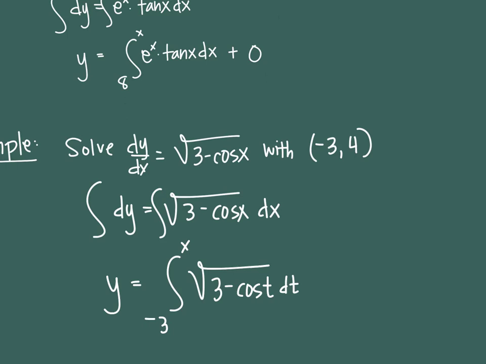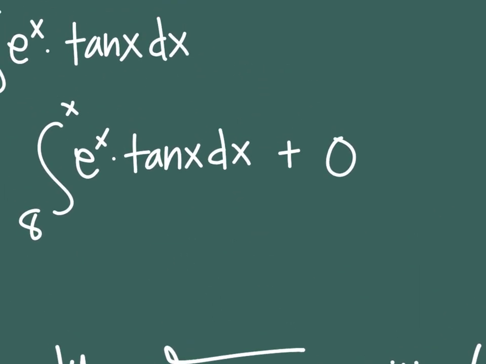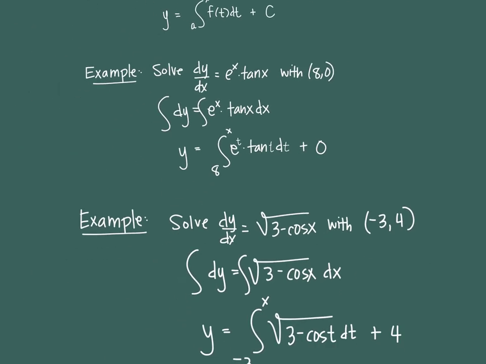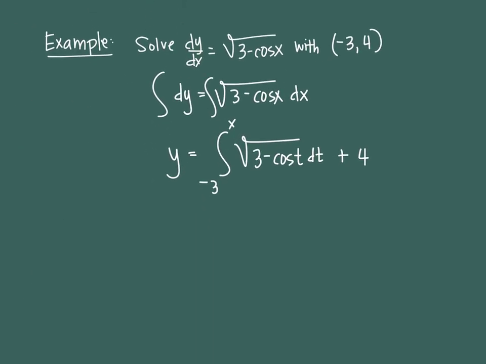But if you're going to use x as your upper bound, which is what they want you to do, change the variable to something else in the expression of the function, and then plus the initial condition of 4. And that's it. That's considered solved because that integral, 3 minus cosine t under a square root, is not something we can do the antiderivative of. So I'm going to correct this in a minute and make these t's again. Tangent t dt.